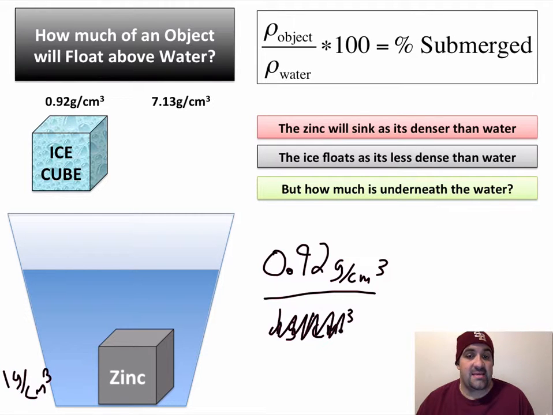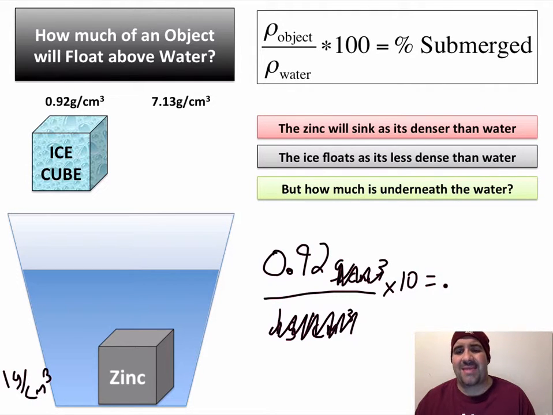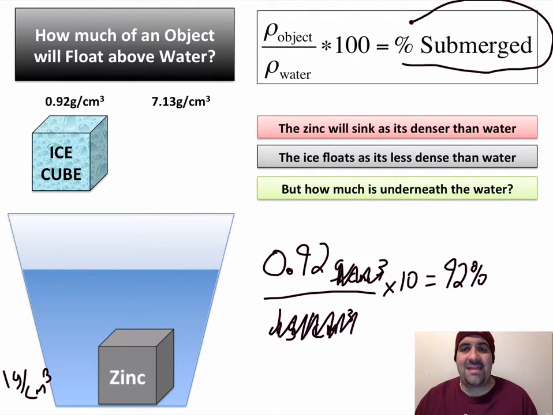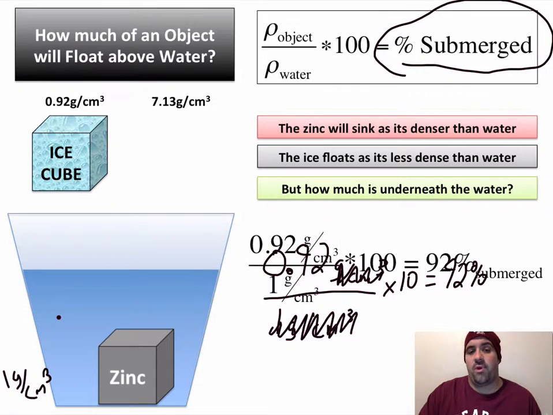We don't even need this, the units will cancel. So all you're really doing is taking the density of the object and multiplying it times 100. 0.92 times 100 equals 92% submerged. So that means 92% of an ice cube in fresh water should be underwater, roughly 92%. So if 92% is underneath the water, the other 8% must be above the water.